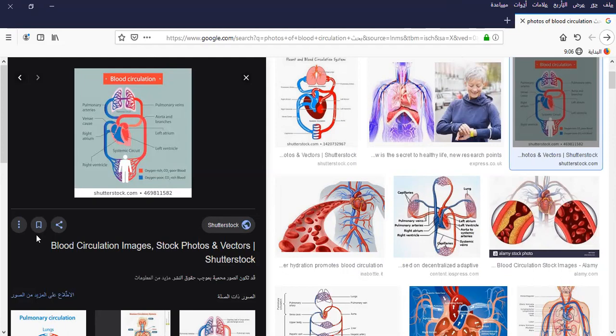So I have vessels that bring blood into the heart and vessels that get blood out of the heart. The scientists named these vessels and said that any vessel that gets blood into the heart is called a vein. Any vessel that brings blood into the heart, they called it what? Vein. Any vessel that gets blood out of the heart is called an artery. Understand that? So the heart is connected with two types of blood vessels, veins and arteries.